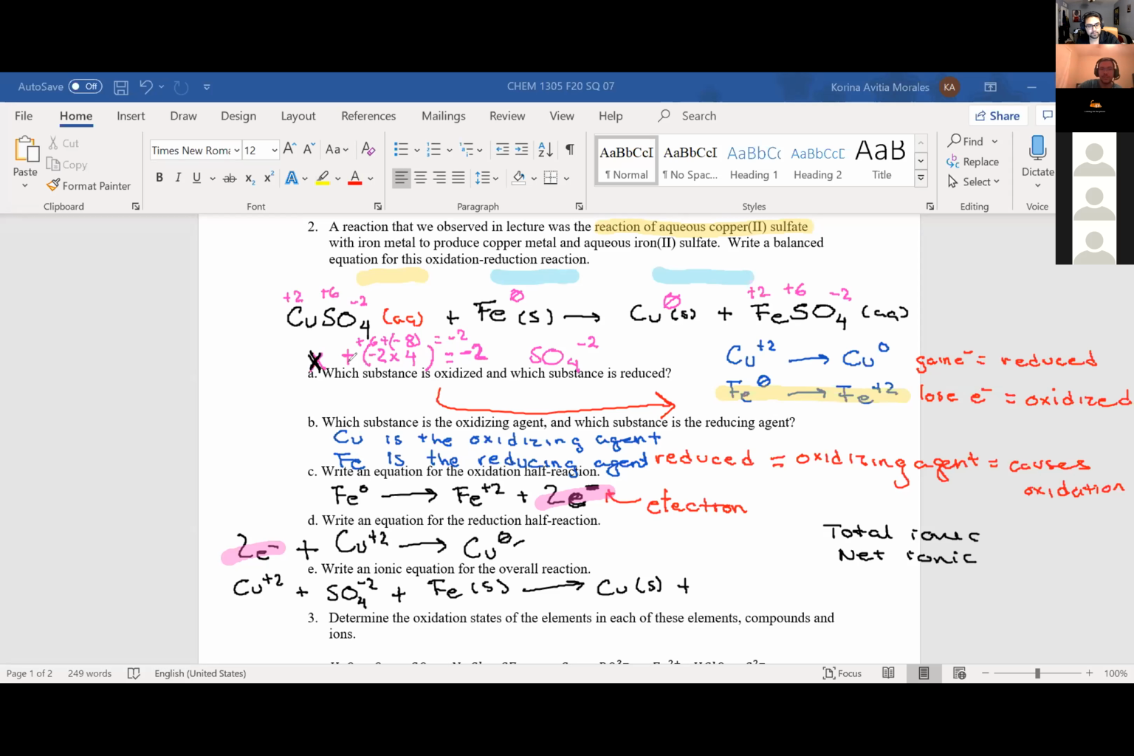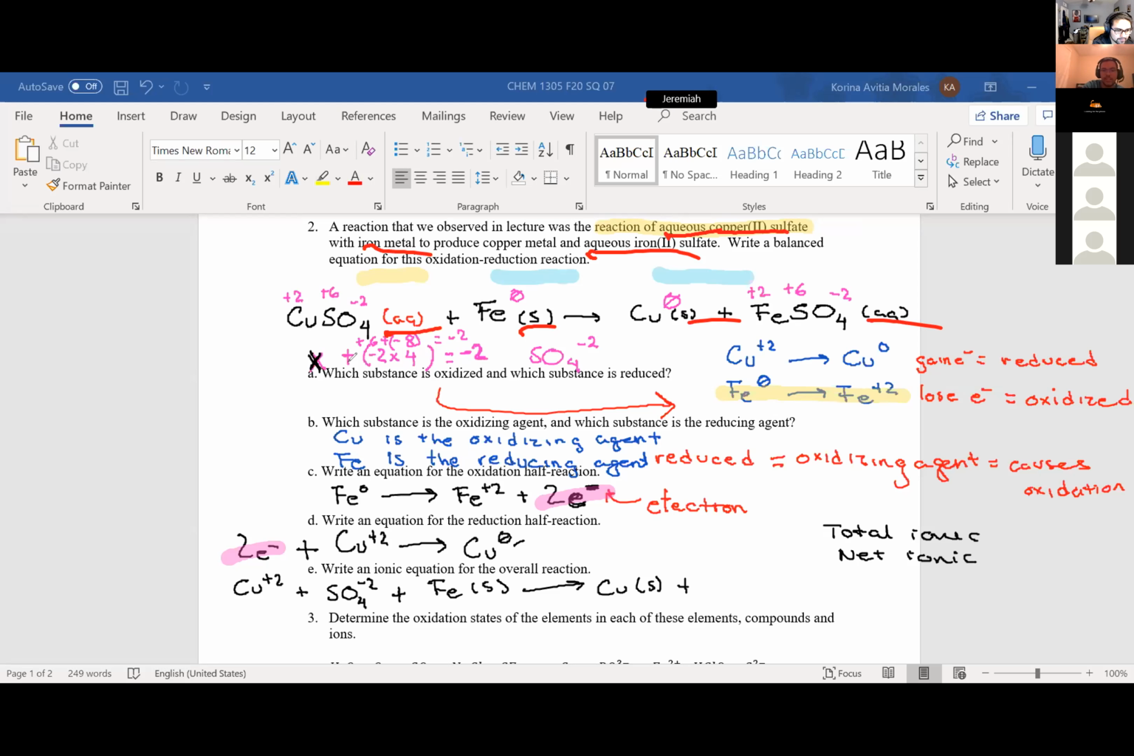So actually, it will typically be given to you. Like here, it says that it's aqueous copper sulfate. That's why we have aqueous. And then it says iron metal. Metals are solid. And then aqueous iron sulfate. So that's how you'll determine if it's aqueous or not.